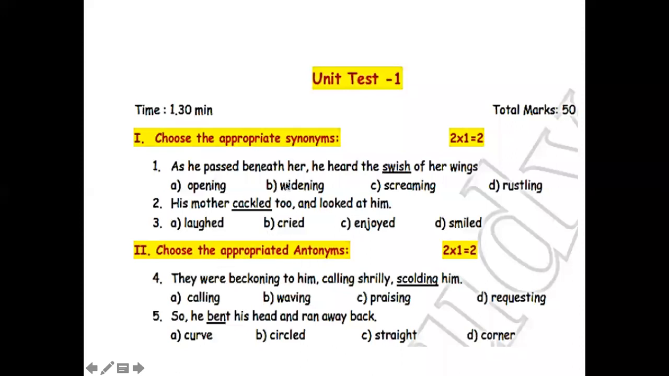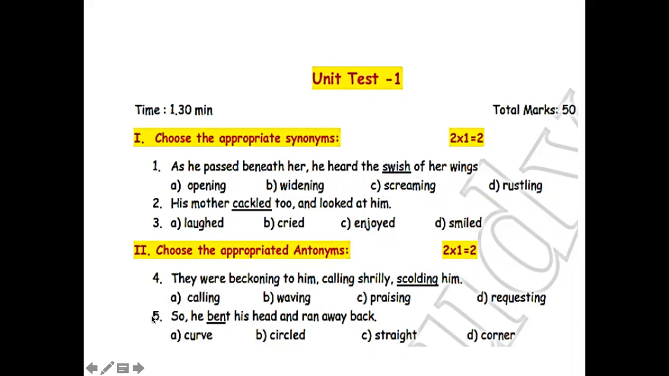So when you are doing the synonyms, then next when antonyms come, you set your mind to choose the opposite word. When you do the antonyms, you have to choose the opposite word. Scolding is a word here. So, what is the opposite word for scolding? Requesting.